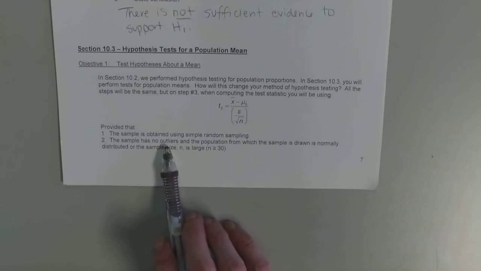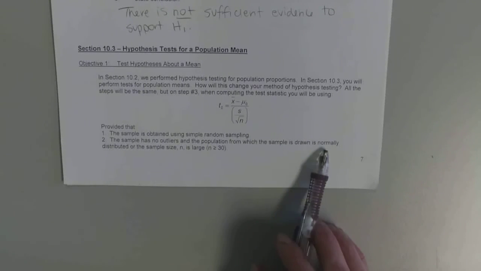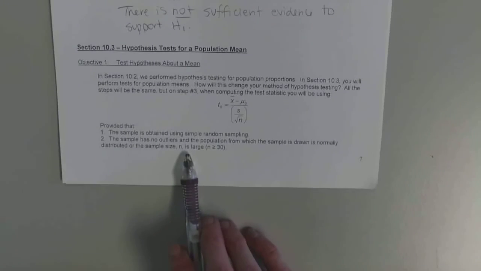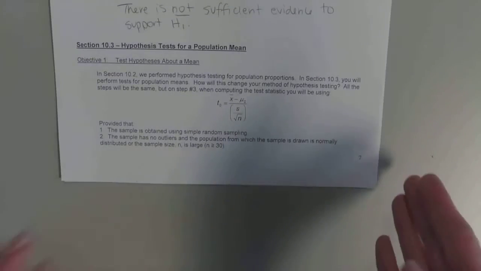Make sure there's no outliers, and also if it doesn't say it's normally distributed, your sample size has to be greater than 30. And that's just something that we talked about in Chapter 8. So go ahead and flip it over to the top of page 8 here.